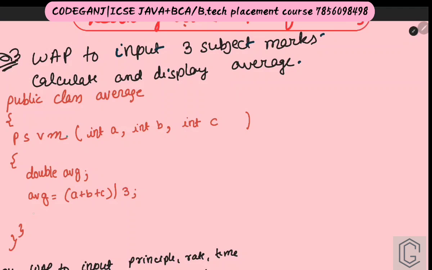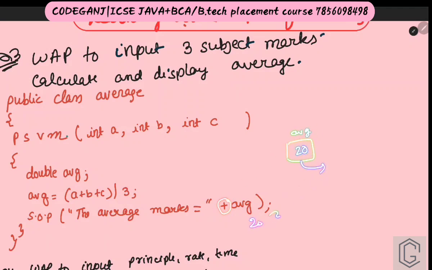And then once our average is calculated, we have to do System.out.println("the average marks equals to " + avg). Simple. So why do we write this plus? So that the compiler goes to the address of avg, and whatever value is stored there, it will print here. So what will be your output? Whatever you write within the double quotes will be written as it is, and then this particular average value will be printed.